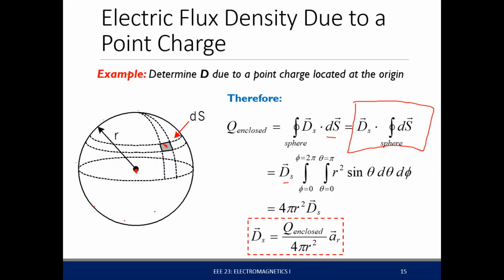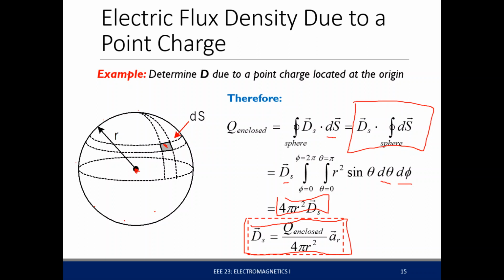Therefore, the bounds are: theta is from 0 to pi, and phi is from 0 to 2 pi. So you integrate that, and you'll get this expression right here. D is equal to the total charge enclosed divided by 4 pi r squared. So this is the electric flux density of a point charge with charge equal to Q enclosed.